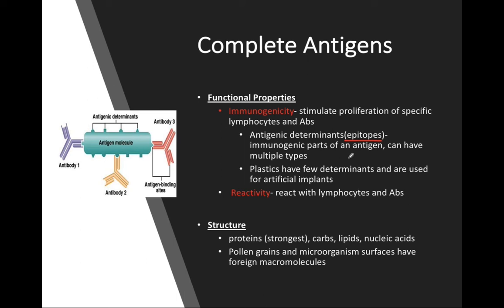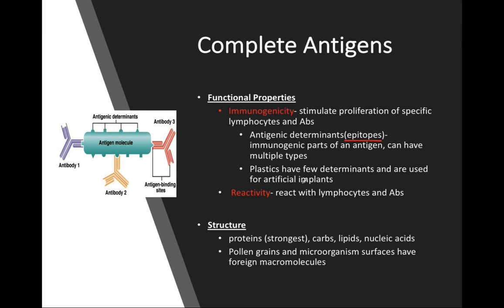The two functional properties of antigens as a whole are immunogenicity and reactivity. Complete antigens will display both immunogenicity and reactivity, and incomplete antigens, as we will come to see shortly, will only display the characteristic of reactivity. So let's break down the difference between these two functional properties.